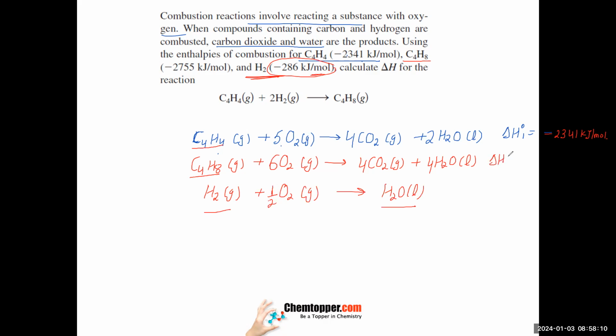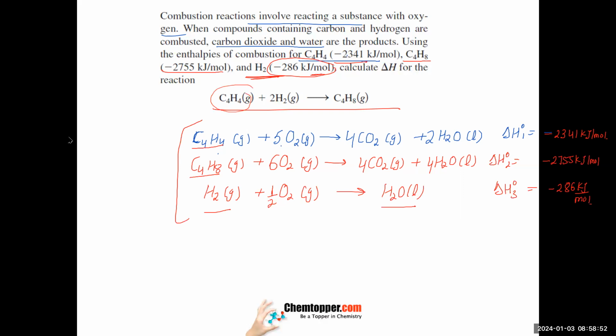Now what is delta H naught 2 given to us? This value, minus, which value? This value, sorry, this minus 2755 kilojoules per mole. What is delta H3 given? Minus 286 kilojoules per mole. Now they're asking you to use this equation to get this. So can you just tell me the changes? And after that, we'll end the class. Yes. So focus on these things.